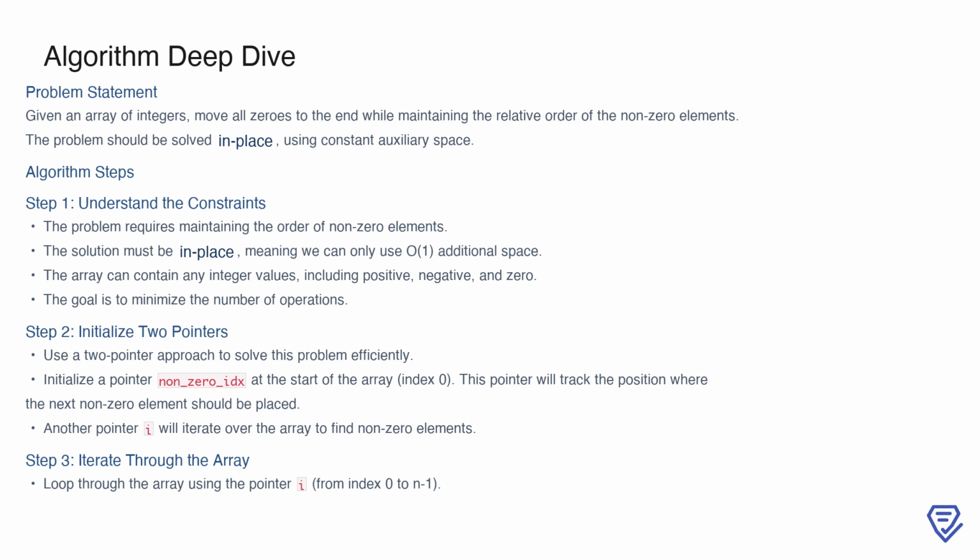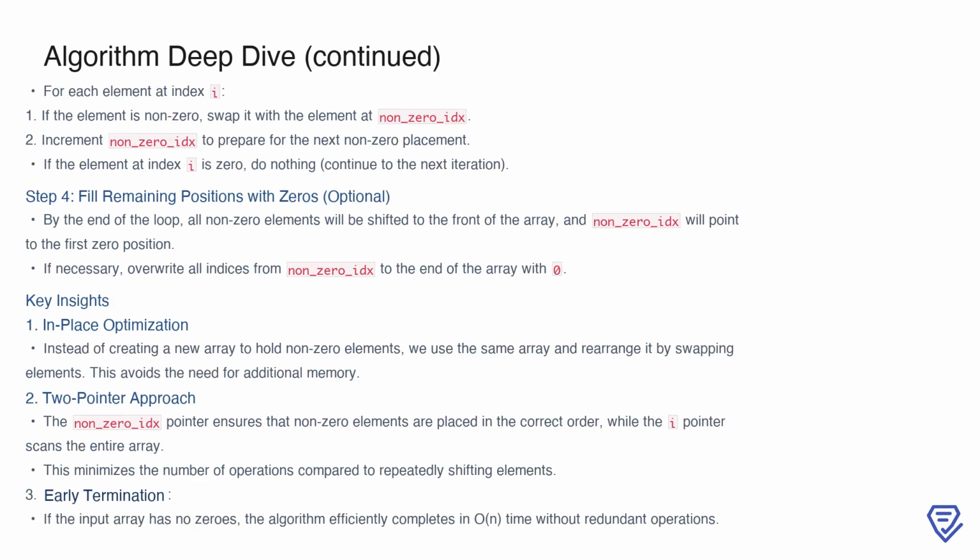As I move through the array, we'll ensure that all non-zero values are moved to the front sequentially, minimizing unnecessary operations. Now, for the actual iteration process, as we traverse the array using the pointer I, we check the value at each index. If the element at I is non-zero, we swap it with the element at the non_zero_idx position. This ensures that non-zero elements are moved forward, one at a time, without disrupting their order. After the swap, we increment the non_zero_idx pointer to prepare for the next non-zero element. If the element at I is 0, we simply skip it and continue iterating.